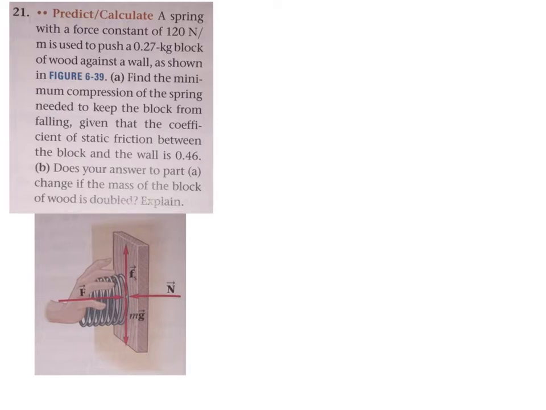Chapter 6, number 21. A spring with a force constant of 120 newtons per meter is used to push a 0.27 kilogram block of wood against a wall as shown in the figure. Find the minimum compression of the spring needed to keep the block from falling, given that the coefficient of static friction between the block and the wall is 0.46. And then, does the answer to this part change if the mass is doubled?